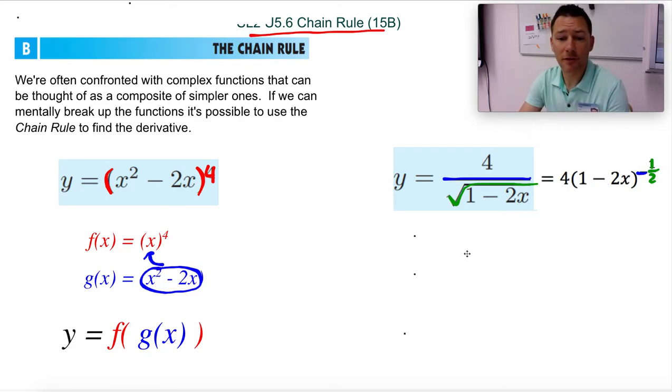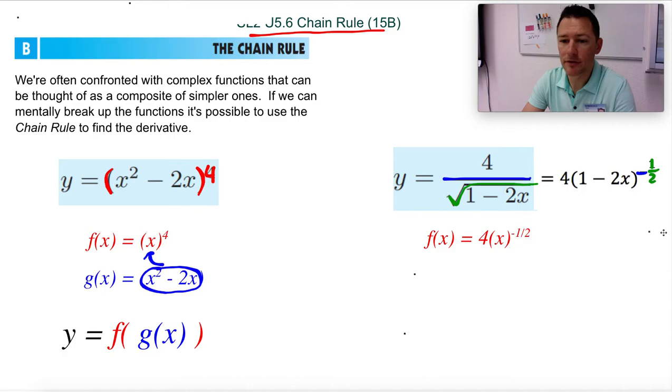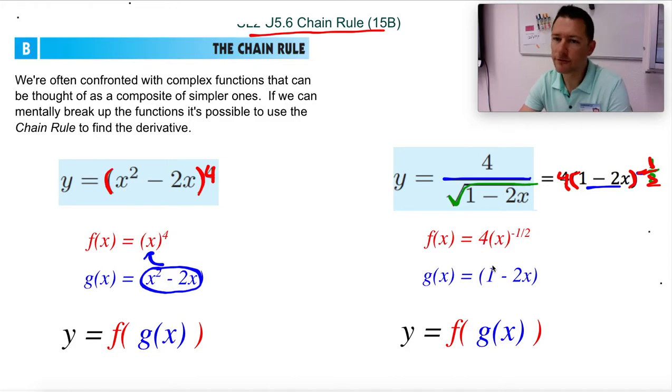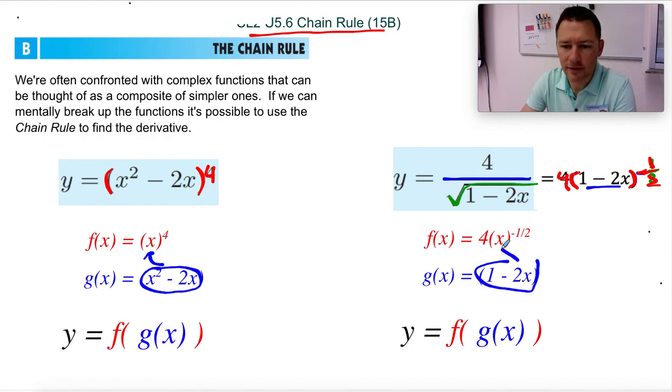So now you can think about this the same way, right? You could think about this as the outer function is 4 times a bunch of stuff to the negative a half. That's all this red bit, right? And the guts is the inside, and we call that a different function, g of x. Cool. And so really, this is f of g of x also. Cool. Because we'd be putting g of x in place of that.